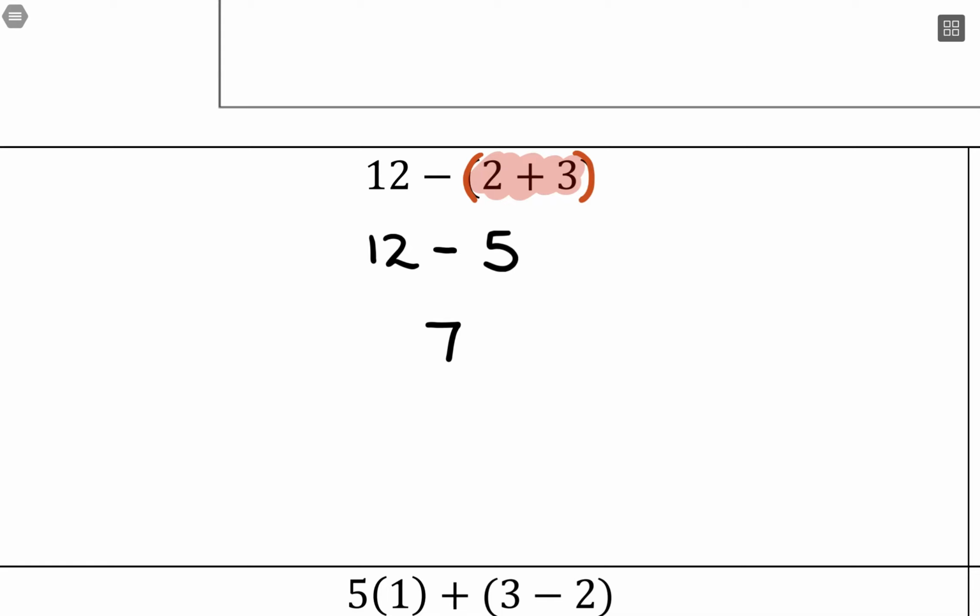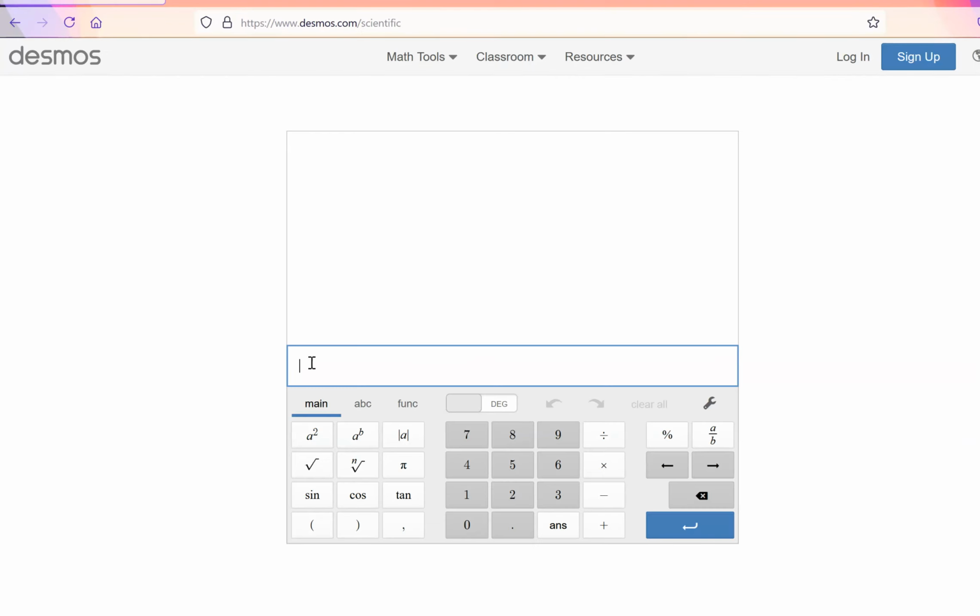Now with these, where you're just calculating numbers, part of your work will be to show your steps here. But if you want to double check your answer, you can use a calculator to help out. So what I could do is use a calculator and type it in exactly how I saw it. So 12 minus, and then parentheses 2 plus 3, close those parentheses, and there I can see I get my 7. So this can be a tool to double check your answer.